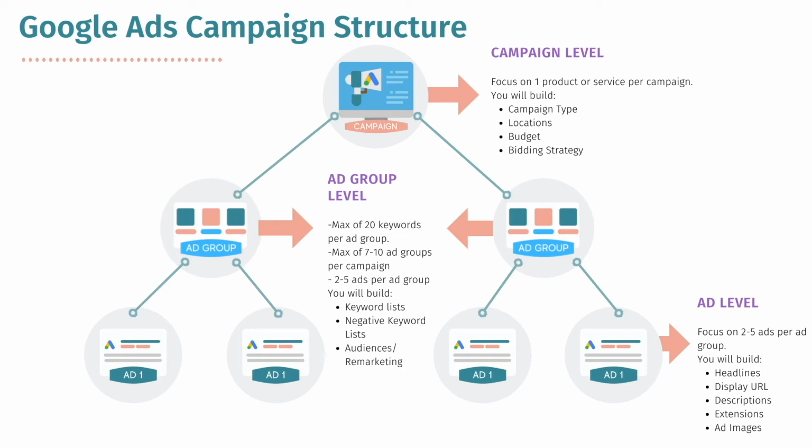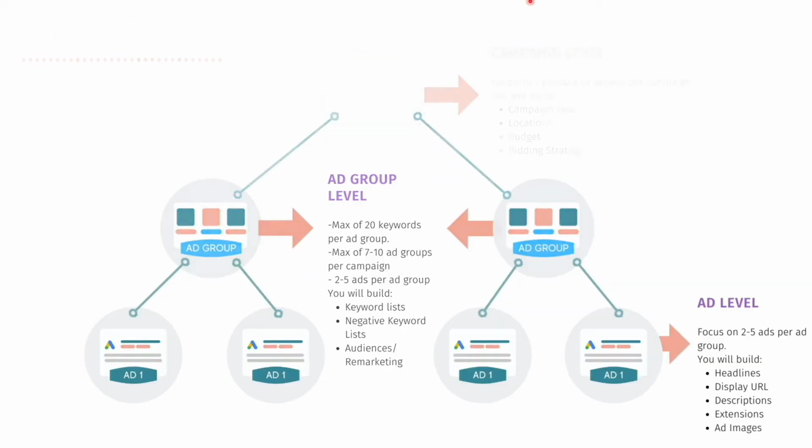And then at the ad level, this is where we focus on 2 to 5 ads per ad group. This is really where we build the ad copy. So it's going to be the headlines, the display URL, the descriptions, the extensions, the ad images. Ad images, again, is only for display. You're not going to be having any ad images for your search campaigns.